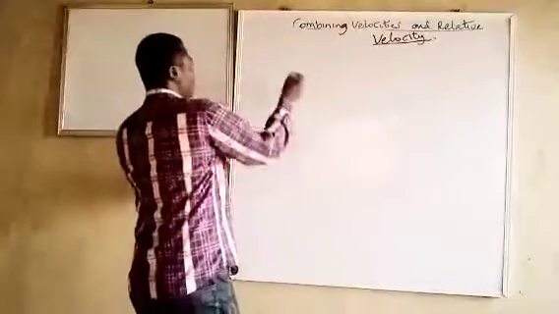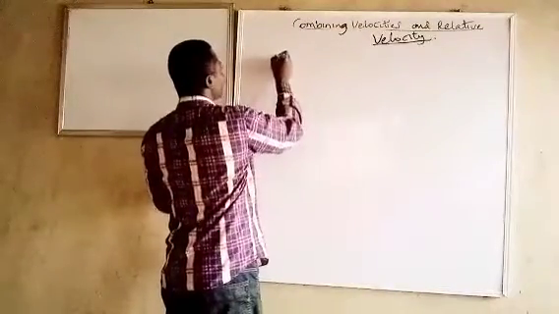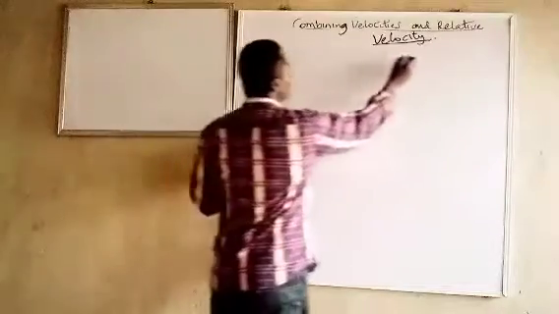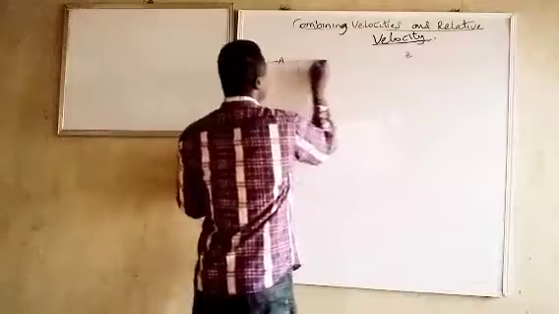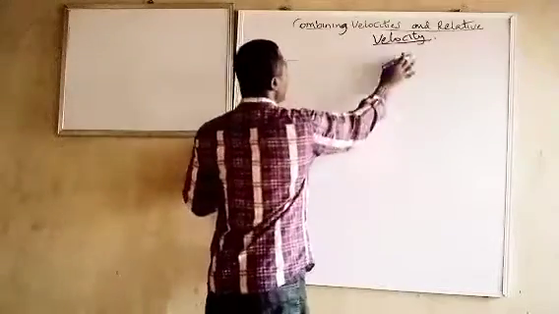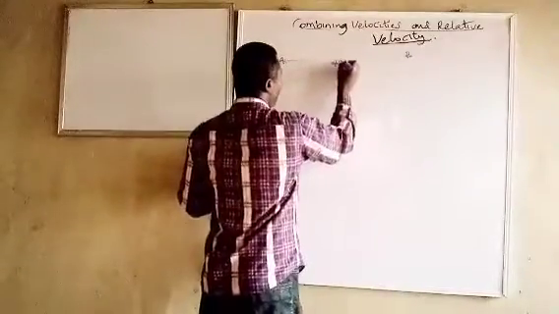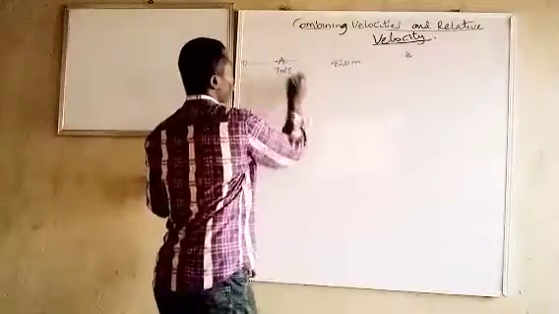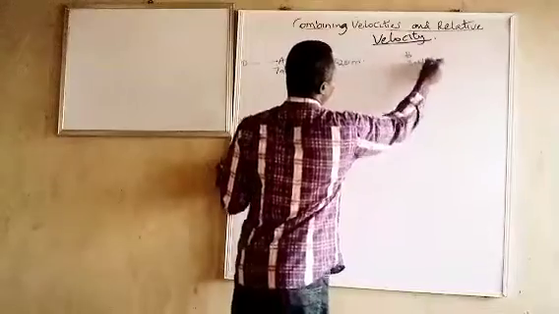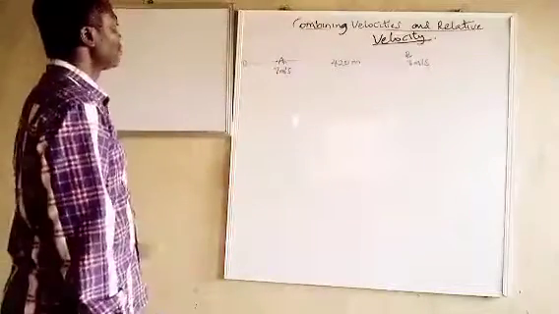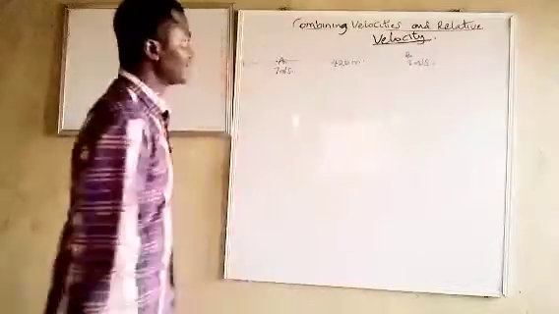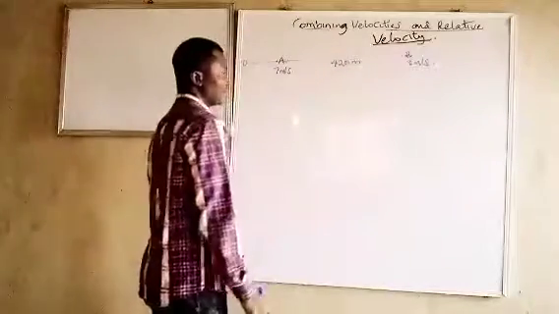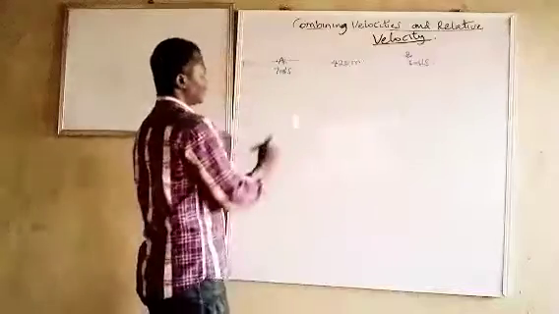Let's see this situation. If A is here, let's call this place O, and B is here, and after measurement, we realize that the distance between A and B is 420 meters. Let's give A 7 meters per second and B 3 meters per second, and they have constant velocities, no acceleration. How long will it take A to catch up with B? It's very easy. Let's see.